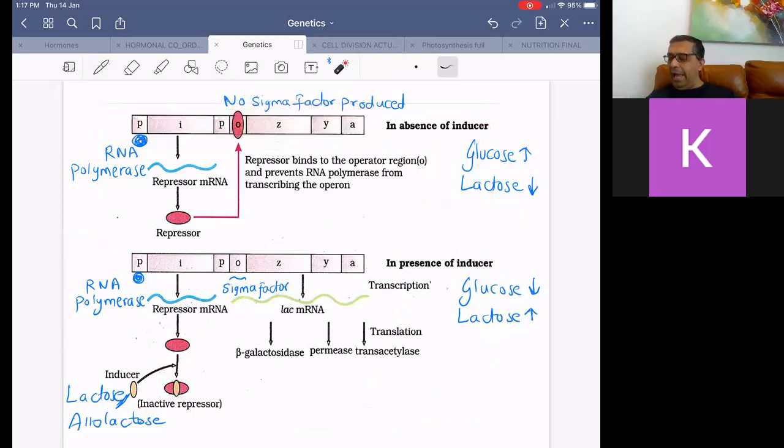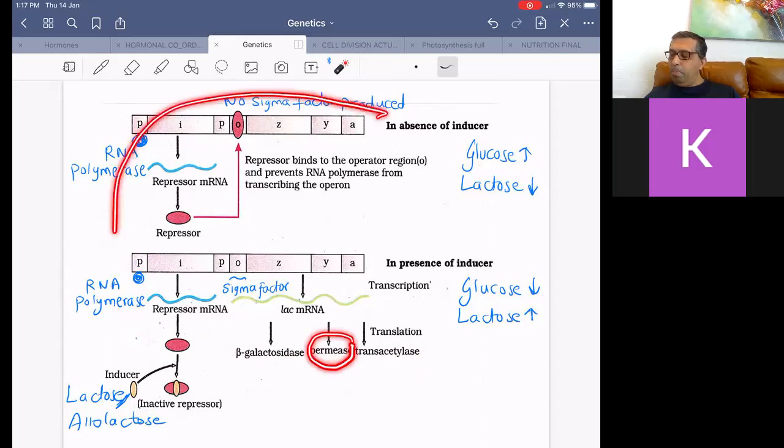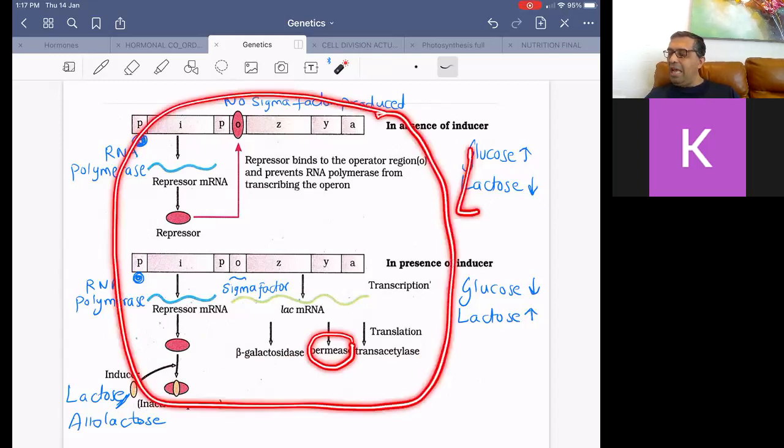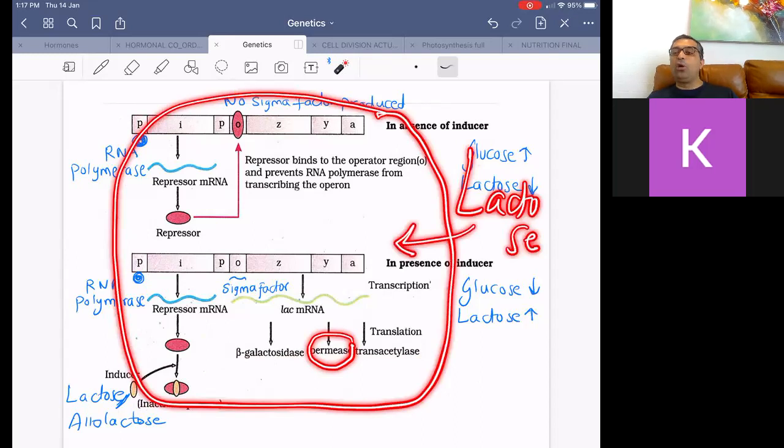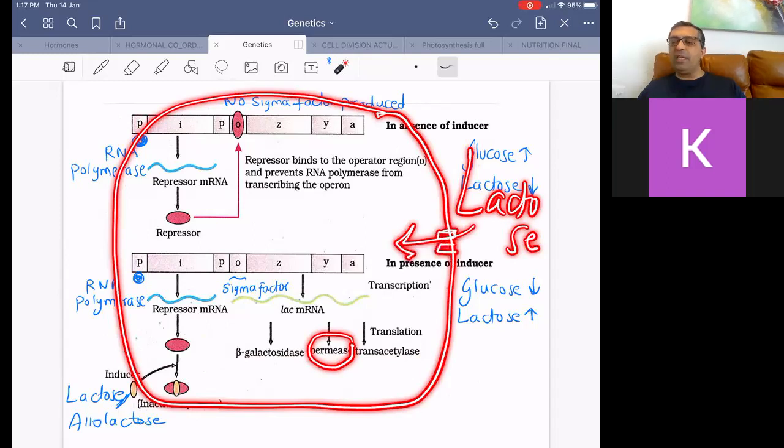And Lac operon में 3 अलग अलग प्रोटीन्स बनते हैं, namely permease, transacetylase and beta galactosidase. Permease will allow permeation of lactose into a cell. तो सेल के अंदर लैक्टोज की एंट्री होती है. There are gates, and through the gates of the cell membrane, lactose is allowed to enter.